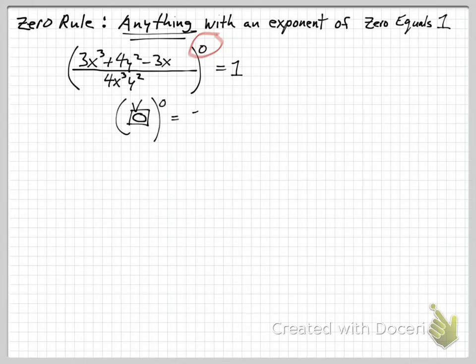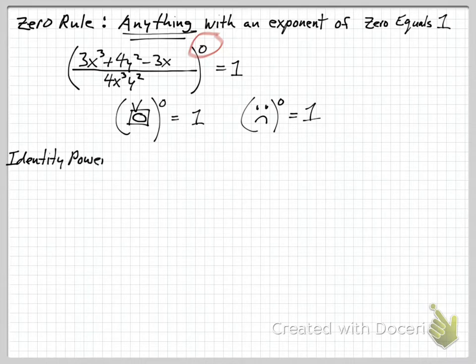I can take a TV, raise it to the 0 power, 1. I can take a sad face, raise it to the 0 power, it's 1. It doesn't matter what the expression is. You raise it to the 0 power, it's 1. No exceptions. Now there's another rule, very similar to the 0 rule, and it's called the identity. Instead of taking things to the 0 power, it's anything with an exponent of 1, and it just means it's going to be itself.